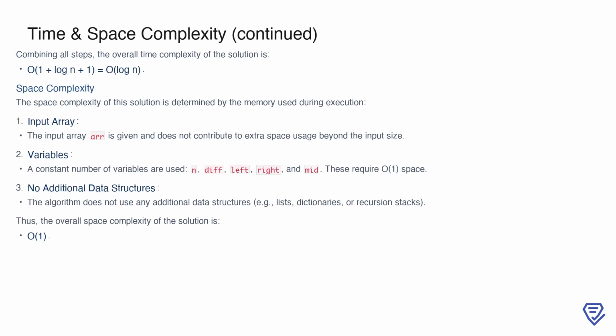Now that we have broken down the individual steps, the overall time complexity of the solution is the sum of O(1) for calculating the common difference, O(log n) for the binary search, and O(1) for the final computation. Combining these gives us O(1 + log n + 1), which simplifies to O(log n).